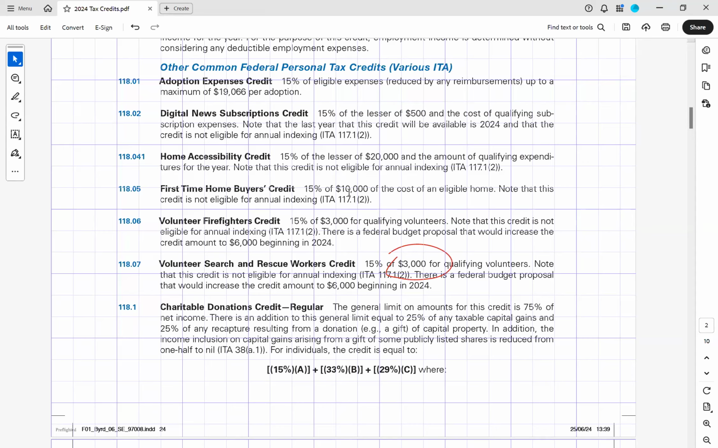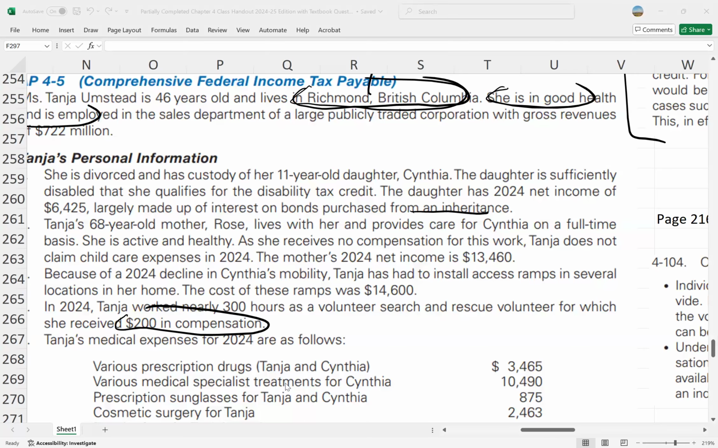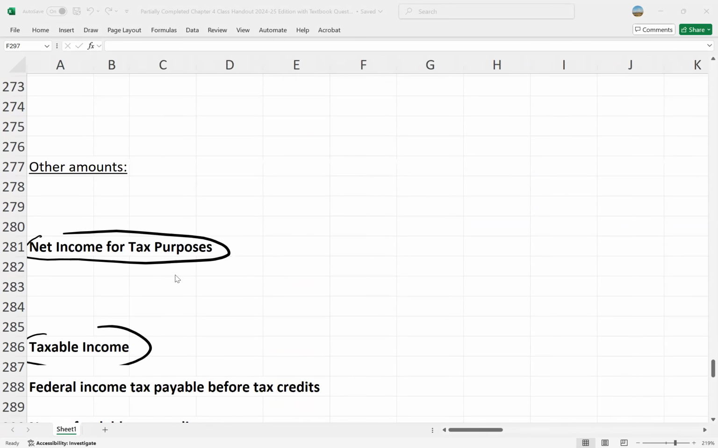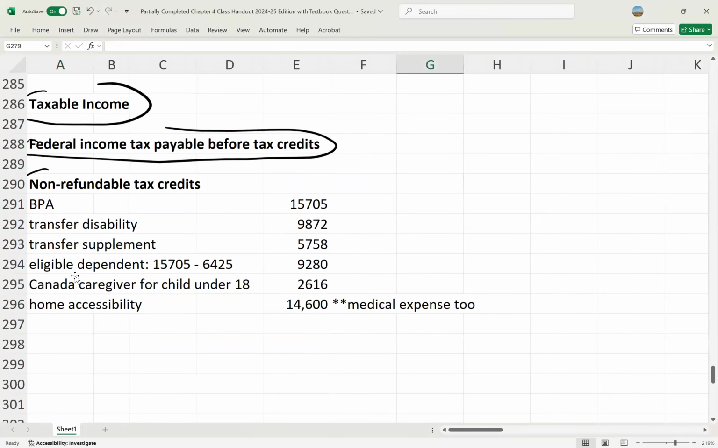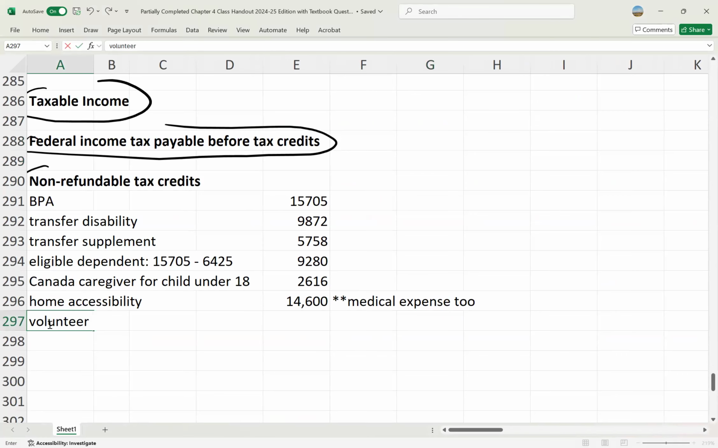So that's sort of where the tax credit is on your rates table. So we go back to our handout. There's a couple things we have to do. We have to add that volunteer search and rescue compensation of $200 to her income. And so we go to her other amounts here. We'll put the volunteer compensation, and that was for $200. And then under the tax credits, search and rescue, and once again, that was $3,000.